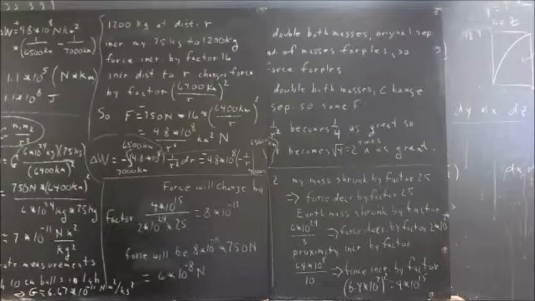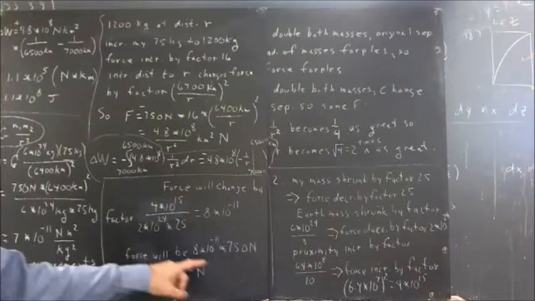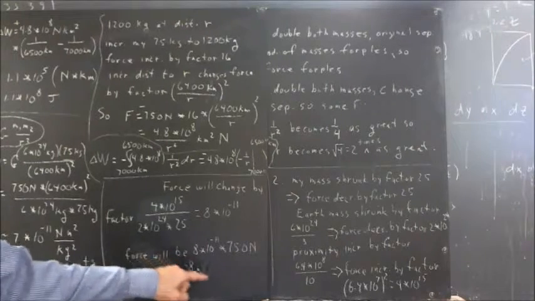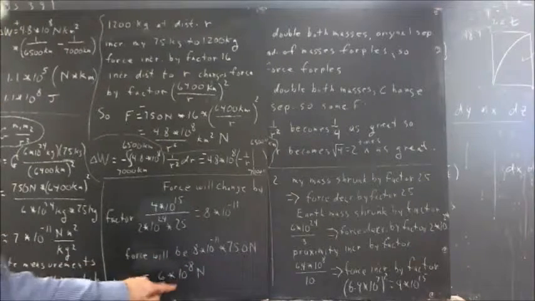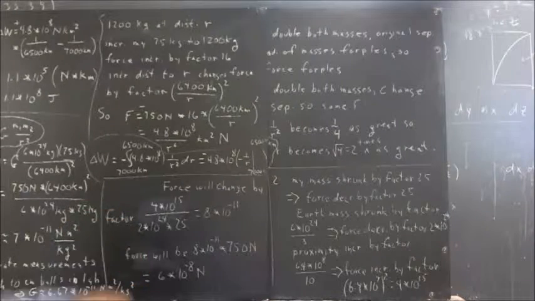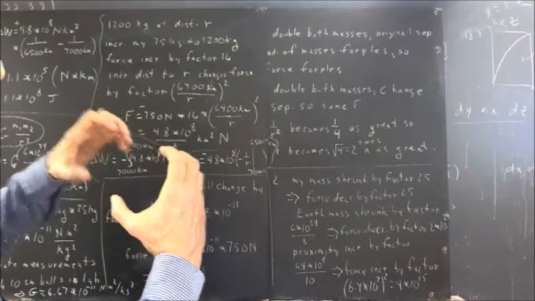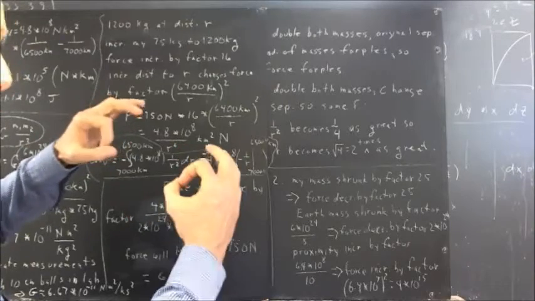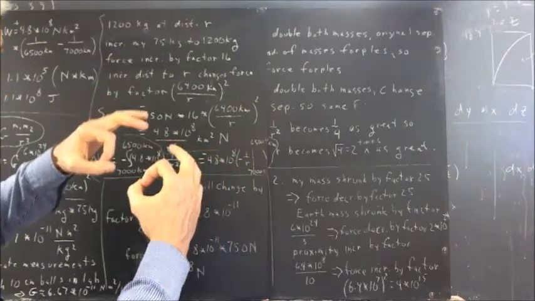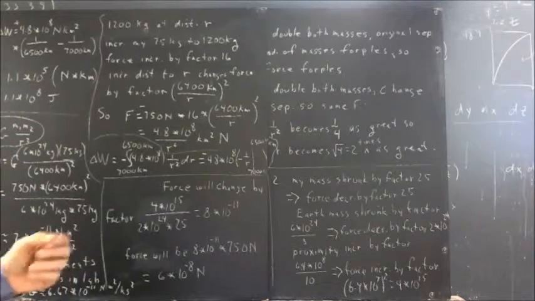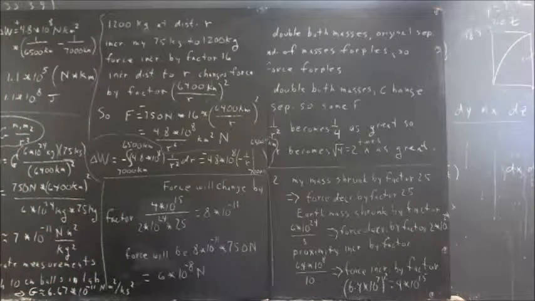We multiply our 750 newtons by 8 times 10 to the negative 11th, and we get 6 times 10 to the negative 8th newtons. That would be the force between those two 3 kilogram masses. Now we're thinking two spheres, two 3 kilogram spheres with their centers separated by 10 centimeters. Now that's a really small force.